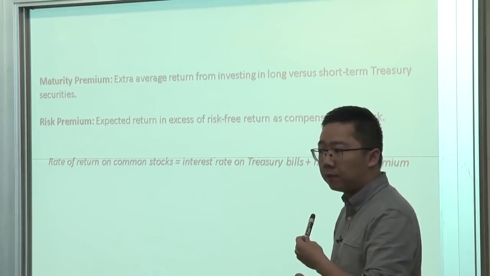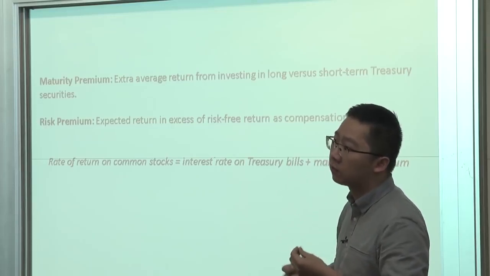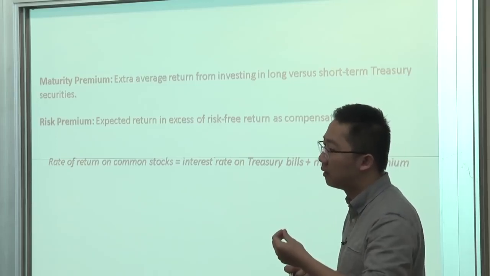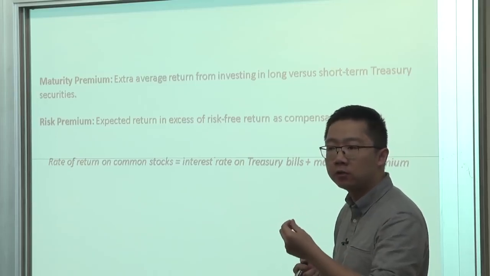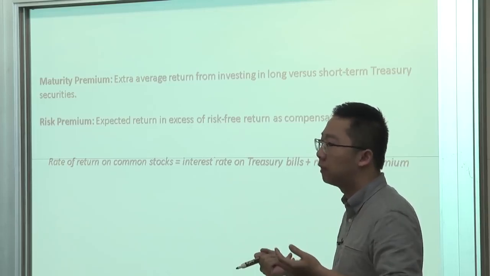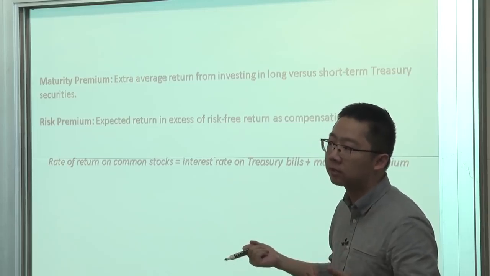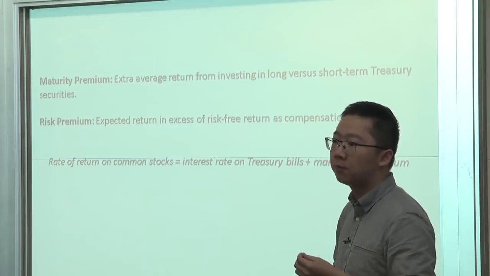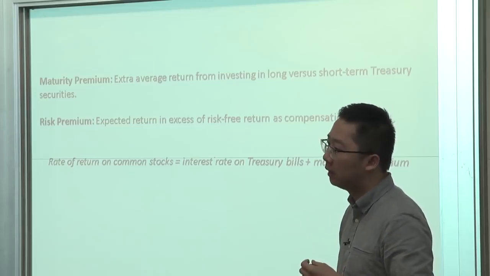One is maturity premium. That is a compensation for waiting for a long time. Say the return you require for a treasury bond. Treasury bond and treasury bill, they are both riskless. Okay, they are both safe. But for treasury bond, you have to wait for a longer time.